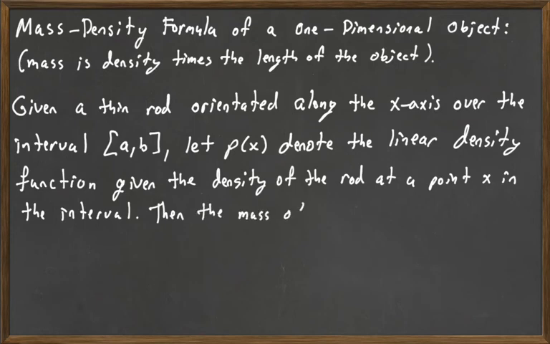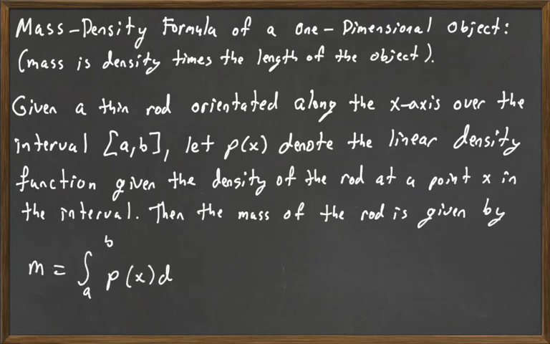the mass of the rod is given by, the mass is the integral from A to B, okay, of density times dx, where dx is just a little tiny bit of a distance, okay. So mass is density times the length of the interval. So again, we can imagine a little partition, and we have little chunks of density times little chunks of length there, and we sum that all up and we get our mass. Okay.